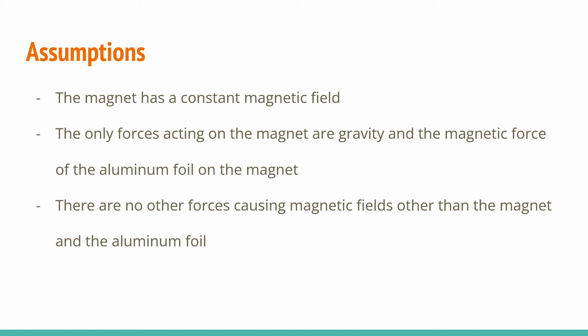In this experiment, we have a few assumptions. First of all, we assume that the magnet has a constant magnetic field. We assume the only forces acting on the magnet are gravity and the magnetic force of the aluminum foil on the magnet. And third, we assume that there are no other forces causing magnetic fields other than the magnet and the aluminum foil.